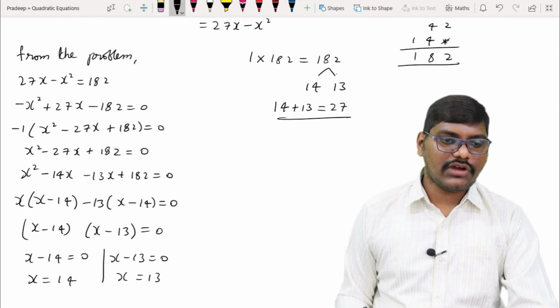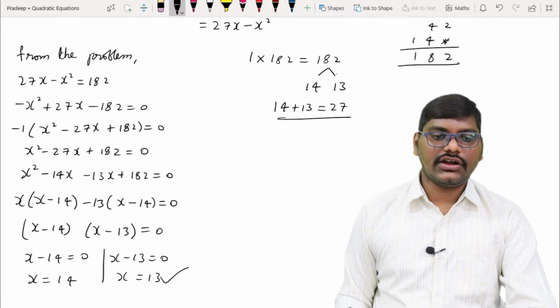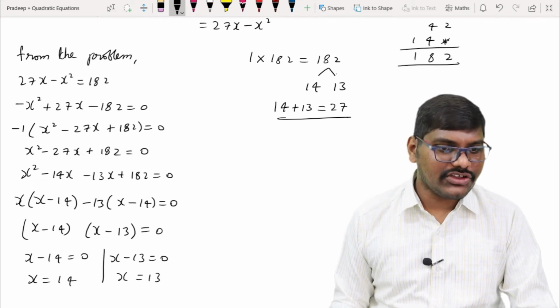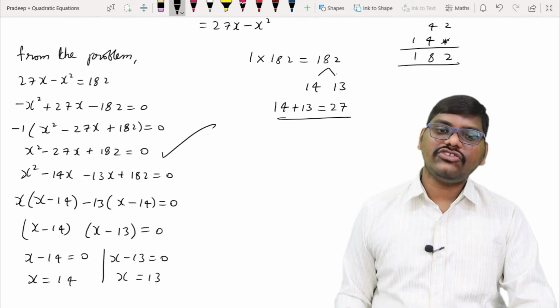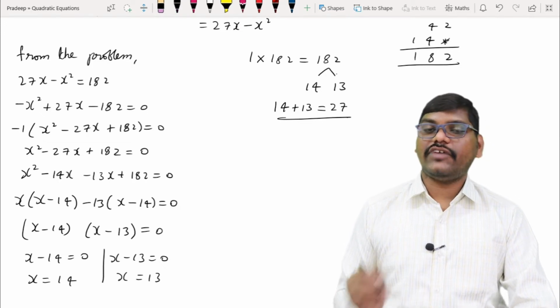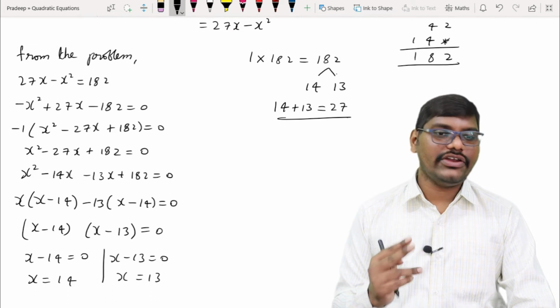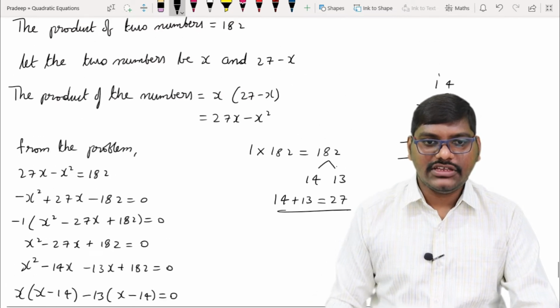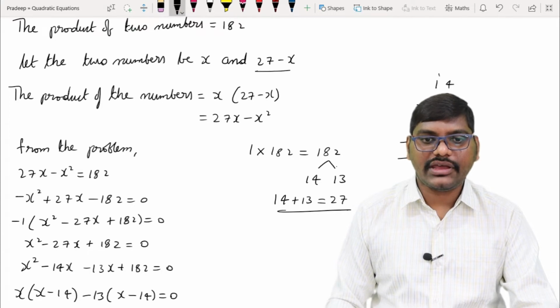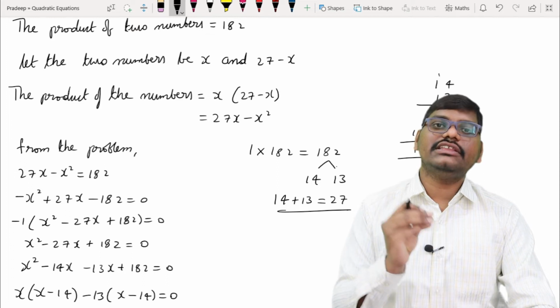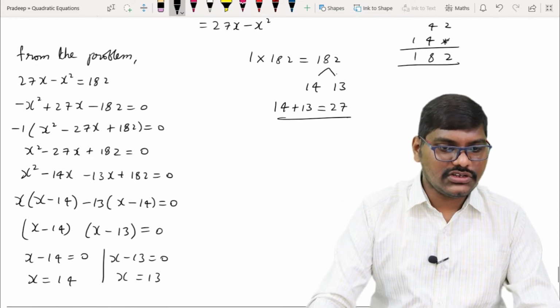So we could observe one of the roots we got as 14, the other root we got as 13. So we got the roots for this particular equation. These are the two roots, but we have to find out the two numbers, right? So we just took this as 27 minus x and x are the two terms, right? So in the place of x we have to substitute these values. So we'll just do that.